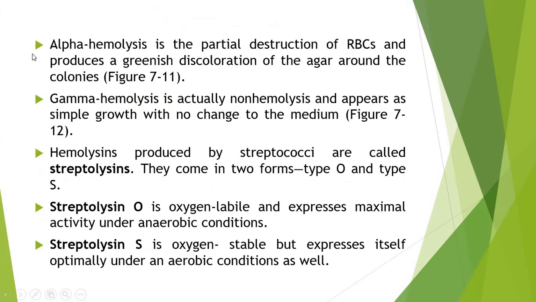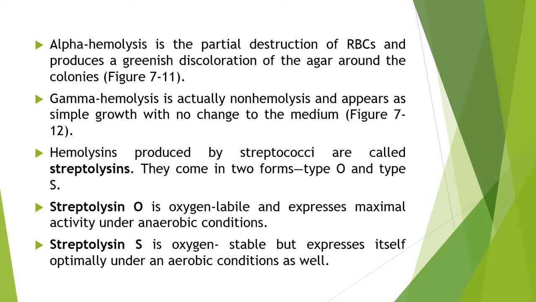Alpha hemolysis is partial destruction of RBCs and produces a greenish discoloration of agar around the colonies. Gamma hemolysis is actually non-hemolysis and appears as a simple growth with no change to medium.